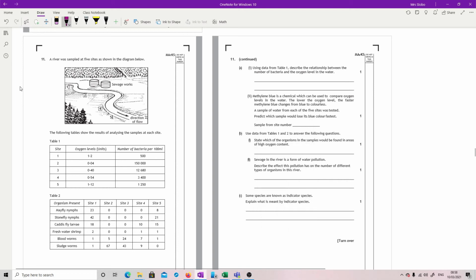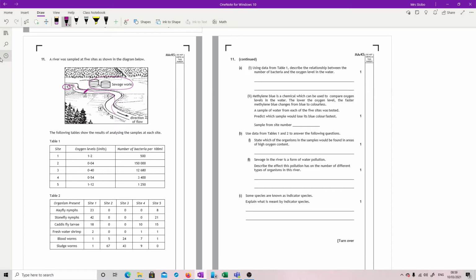Question 11. A river was sampled at 5 sites as shown in the diagram below. Starting here, site 1, and the river is flowing down this way. It says direction of flow. And we've got a sewage works at this point, so we're expecting a big pollution event. As you go further down from here, that pollution is going to be diluted. Above it, we should have no pollution at all. The following tables show the results of analysing the samples.